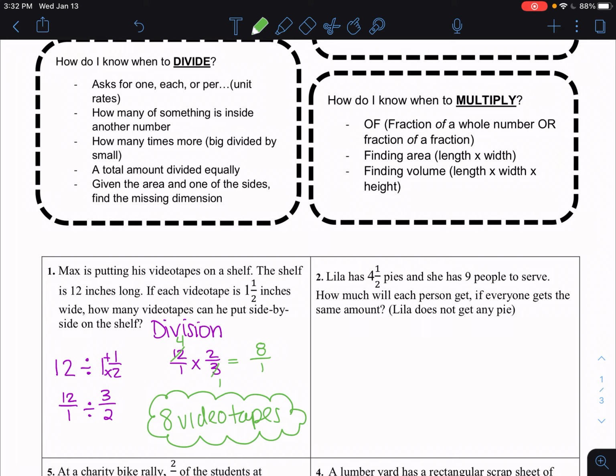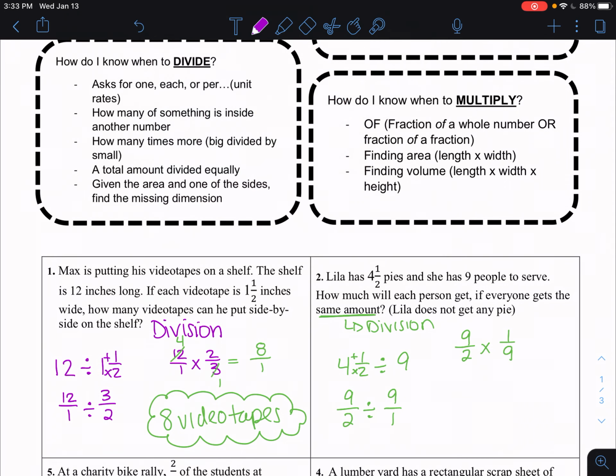And this one I'm looking at a total amount divided equally. It says how much will each person get if everyone gets the same amount? That means division. So I'm going to take my 4.5 pies and I'm going to divide it amongst 9 people. So I'm going to change my mixed number into an improper fraction. So 4 times 2 is 8 plus 1 is 9. So 9 over 2 divided by 9 over 1, because I'm going to write my whole number over 1. And now I'm going to do my keep change flip. So 9 over 2 times 1 over 9.